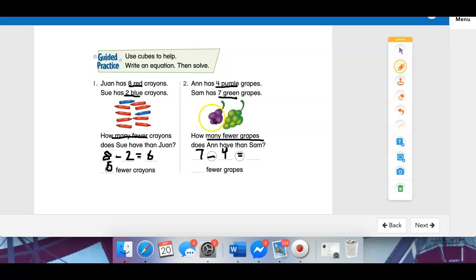We can also compare, like we've been comparing our pictures. If I cross out 1, 2, 3, 4 of his grapes, that still leaves me with 1, 2, 3 extra grapes. So 7 minus 4 is 3. So Anne has 3 fewer grapes than Sam.